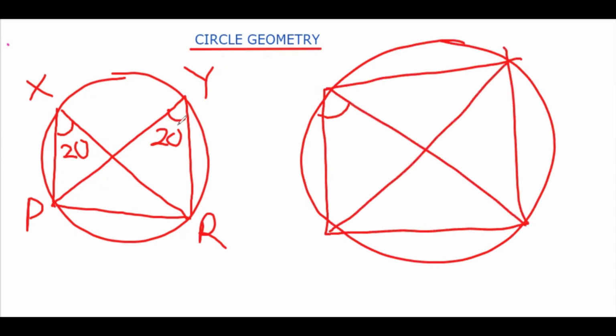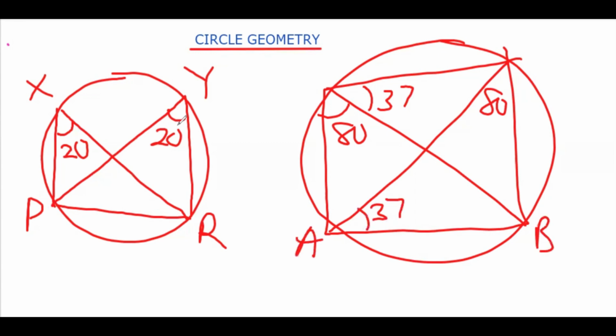If you look at this one, if this one is 80, this one too will be 80. If this one is 37, this one too will be 37. Because if you look at it, let me label A, B, C, D. What sustained this 80 is called AB. And the same chord AB sustained this 80 at C.